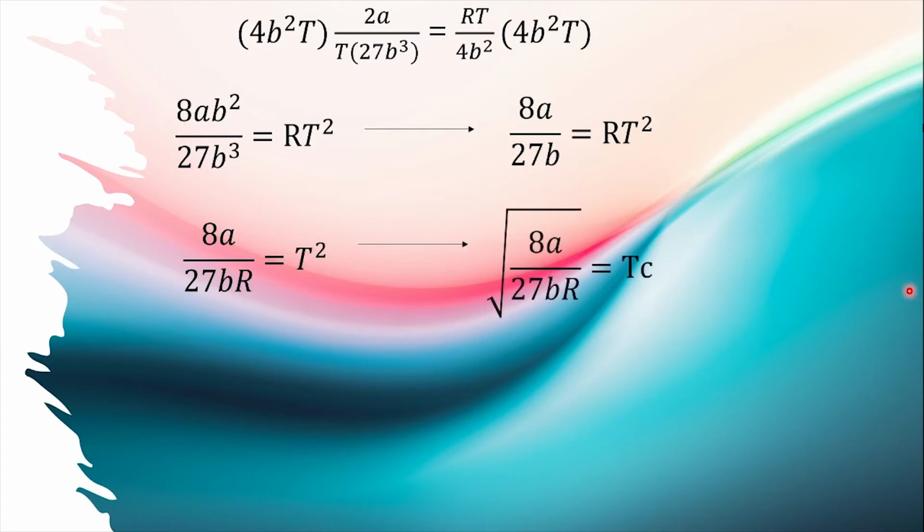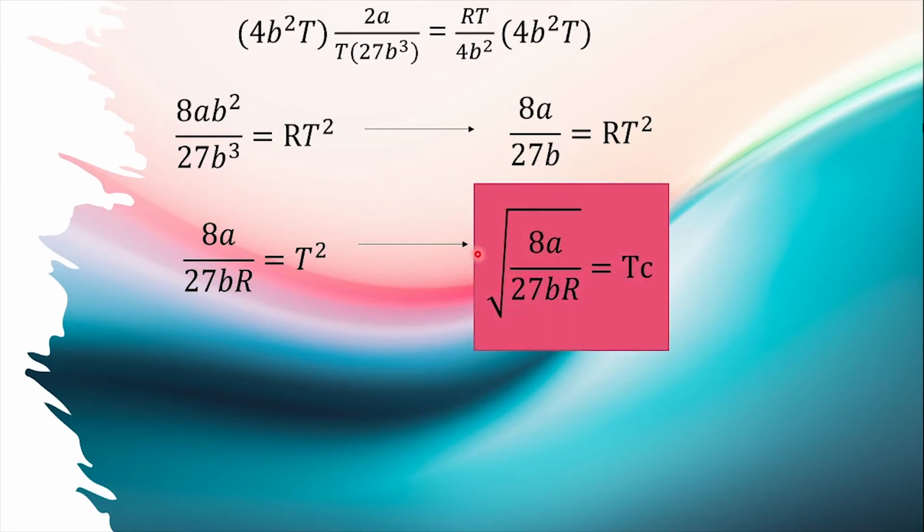Then, we take the square root of T squared in order to get the critical constant of T. Basically, this is the critical constant of T, but we could simplify it further. But take note, we would use this equation later in order to get the critical constant for pressure.